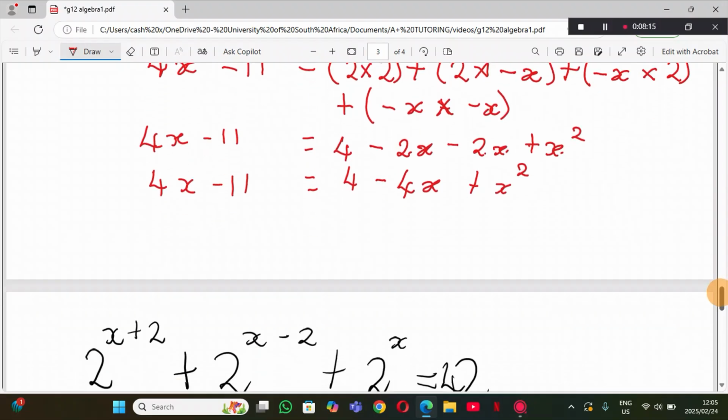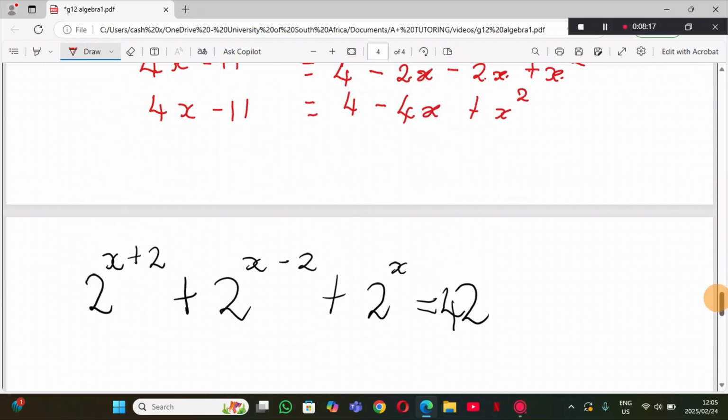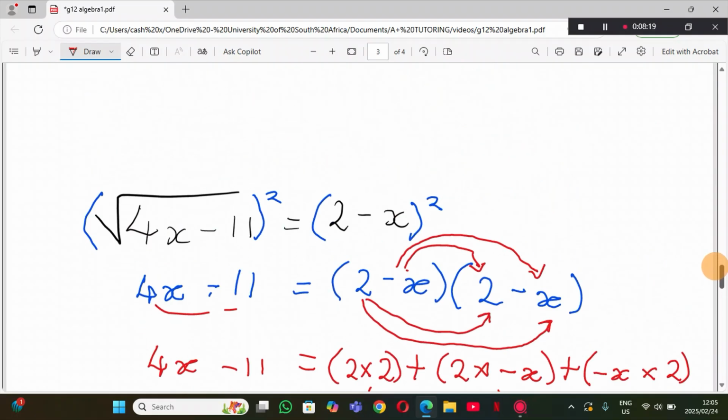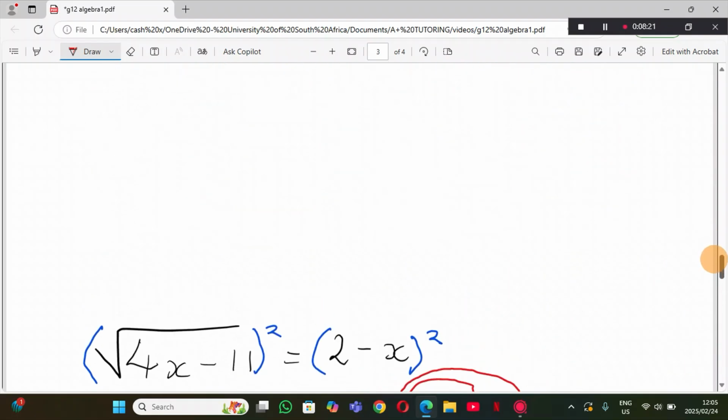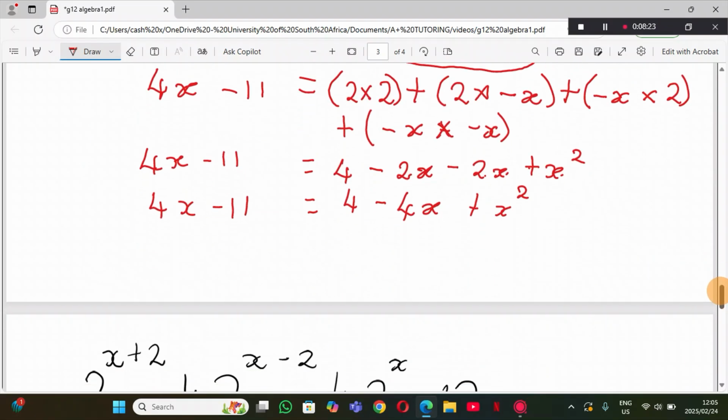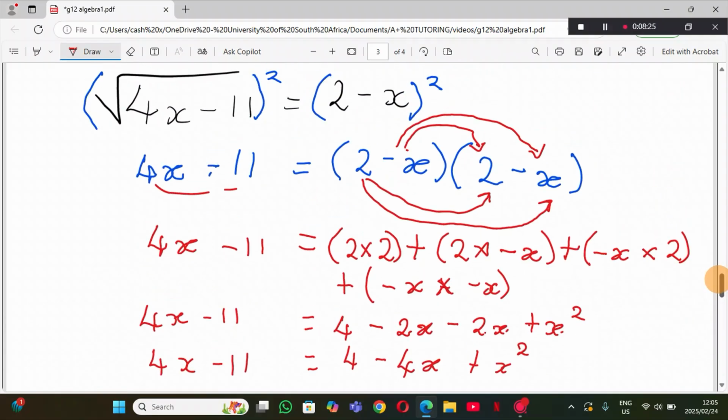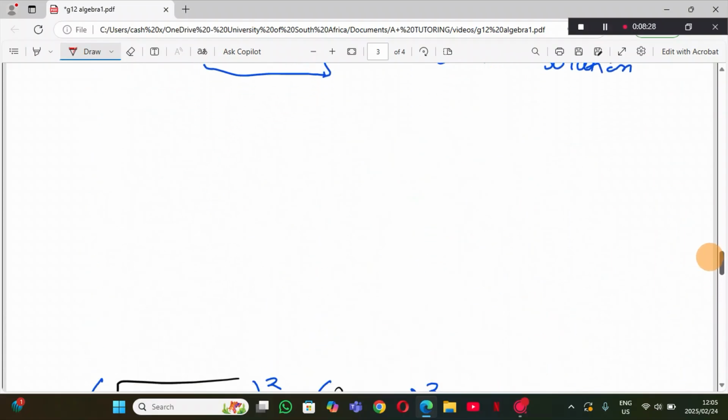Yeah, I kind of misjudged and didn't have space for that one. So I'll use this remaining space over here. So we had 4x minus 11 is equal to 4 minus 4x plus x squared.